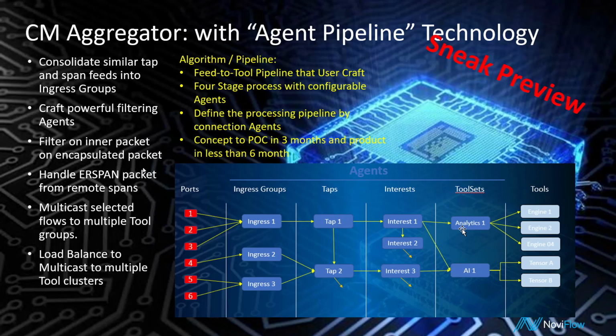For example, on the tool set stage, am I load balancing to a set of tools? Am I multicasting to a set of tools? And you craft that agent. And then the user builds the pipeline by organizing those agents, coding them together. Say, in this case, tap 1 is getting its feed from ingress 1. And that's completely in their control. They can set that up. They can change that pipeline tomorrow. They can change the filters instantly on that.